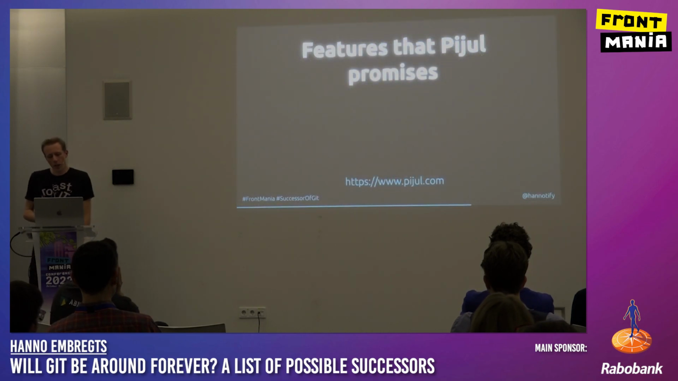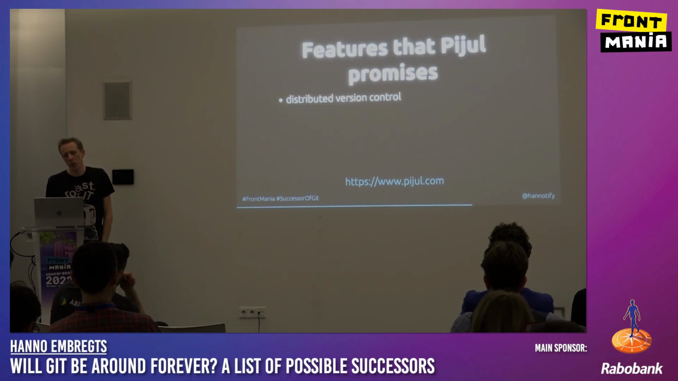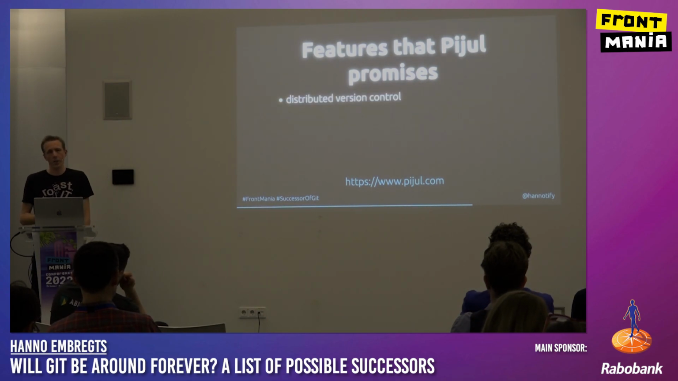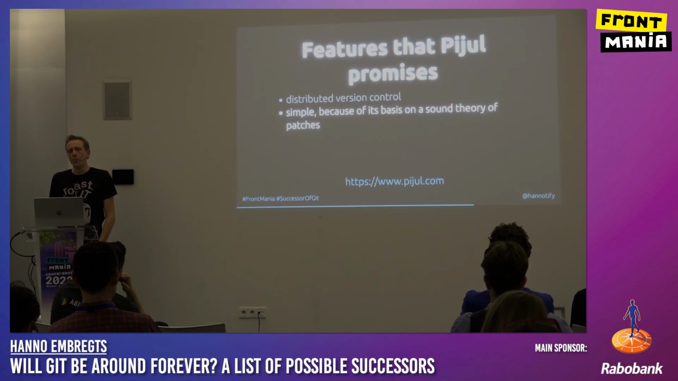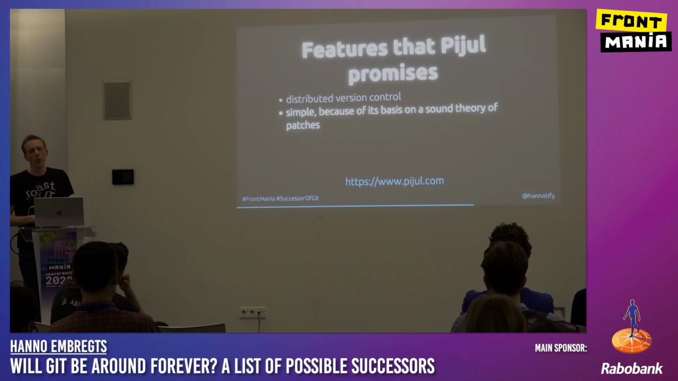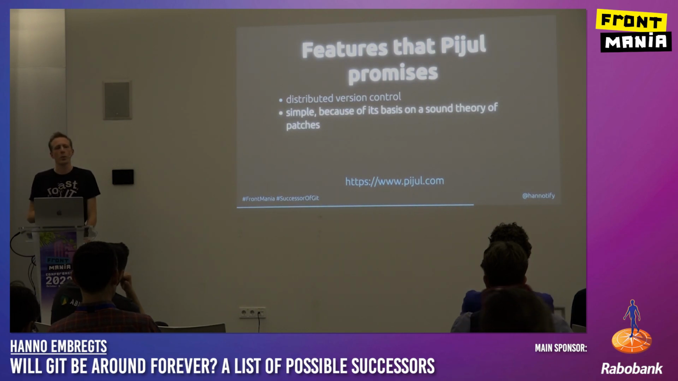So Pijul was introduced in 2015, and these are the features that it promises. It is also distributed like Git and like Fossil, but it's based on a theory of patches, so it doesn't work with snapshots like Git is doing. It works with patches. I'll get back to this later.